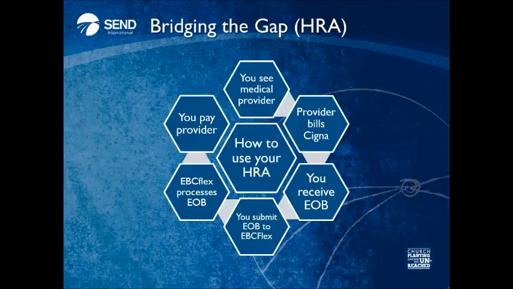If your doctor submits the claim, they're going to wait to find out from Cigna how much Cigna covers before billing you for the remainder. The doctor gets the EOB at the same time you do. So if you turn around and submit that quickly to EBC Flex, you'll have reimbursement in your account before you have to pay your doctor.